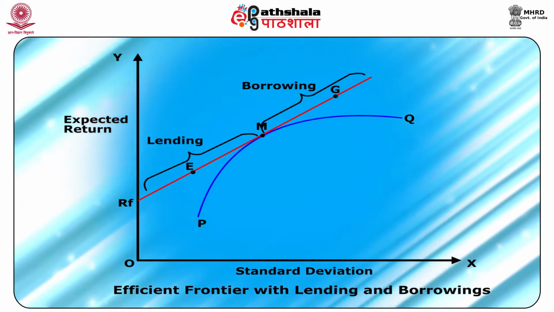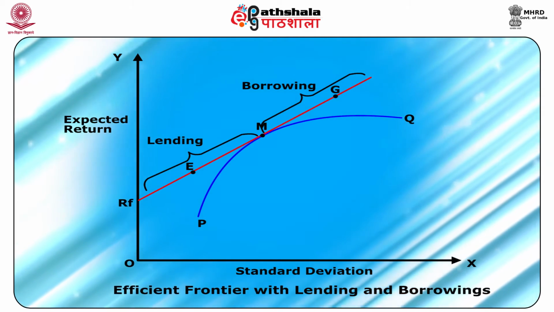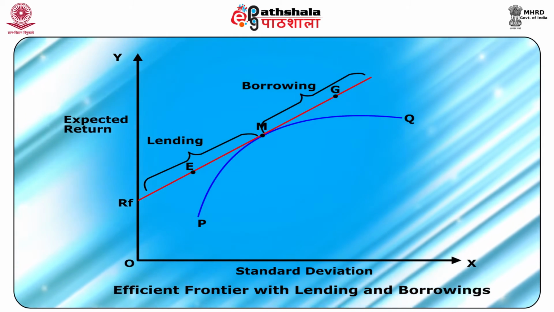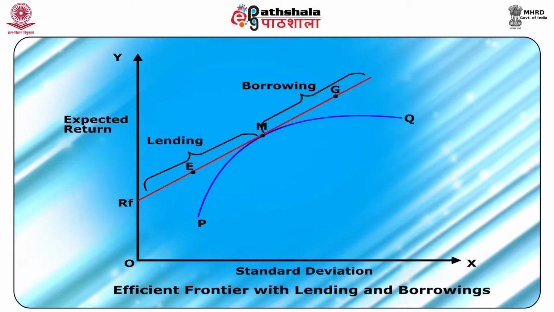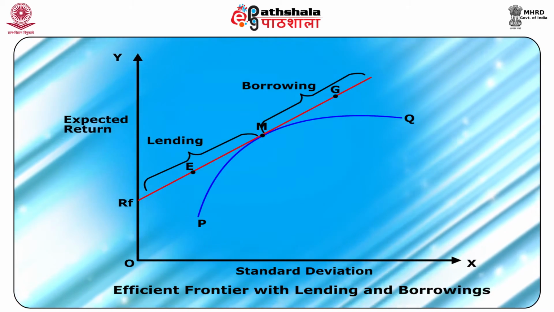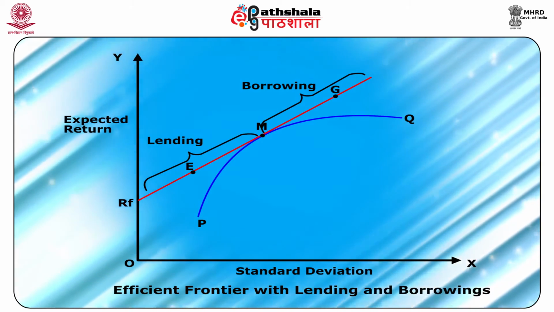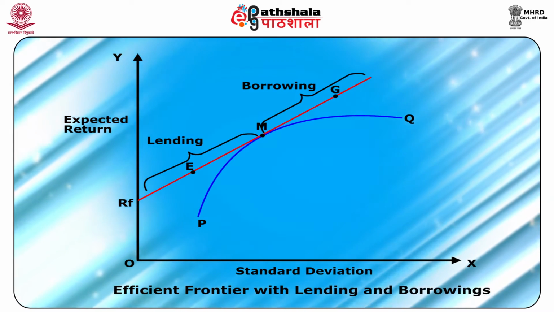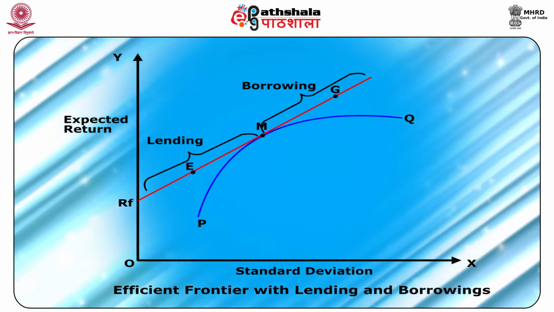Next, we see the following figure. Now, let's have a look. The investor has the following choices. Number 1, invest all his wealth in portfolio M, or invest some of his wealth in portfolio M and the remaining in RF, which is point E, that is lending, or borrow more funds to invest in portfolio M, which is shown through point G, that is borrowing.